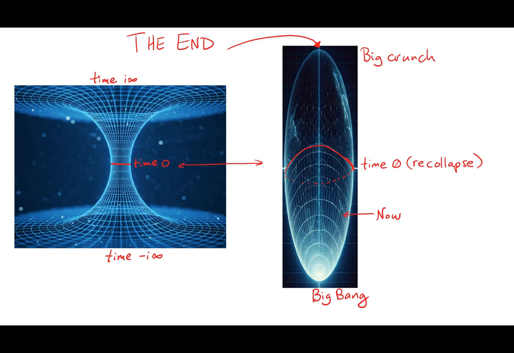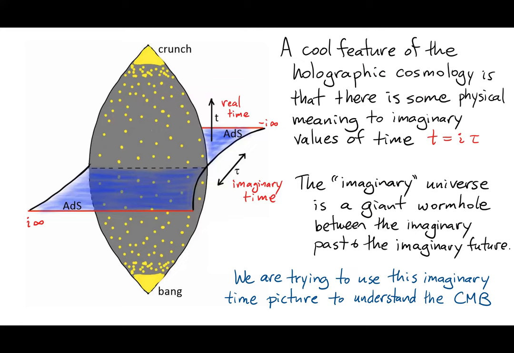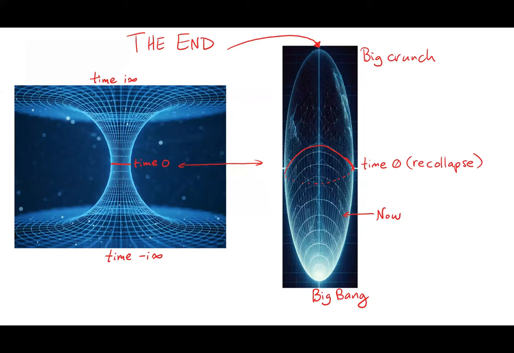A fun thing is that if you want to study the predictions of this cosmology, the math is much simpler to do in this part, in imaginary time, and then you can translate your results to the cosmology. So one of the things we're doing now is trying to understand the predictions for the CMB, the microwave background, and the structure in the universe based on these holographic models. The calculations we're doing for that would be to study physics in imaginary time in a giant wormhole. So I think I'll end there.